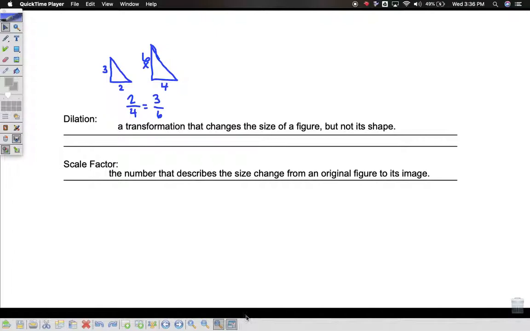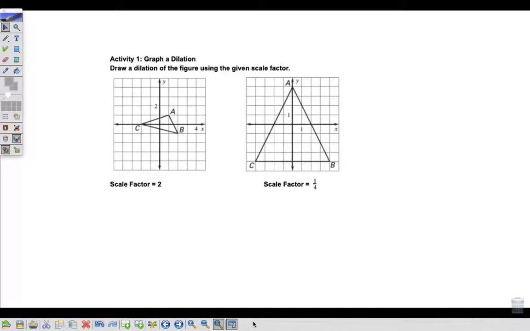So the first thing we're going to do here is graph a dilation. When doing this, you want to find the ordered pairs of the original vertices first. So I would look at A, and I can tell that A is at 1, 1. B is at 2, negative 1. And C is at 2, 0. So since they tell me that my scale factor is 2, that means that for my image, I'm going to multiply all of those ordered pairs, all of those coordinates by 2.